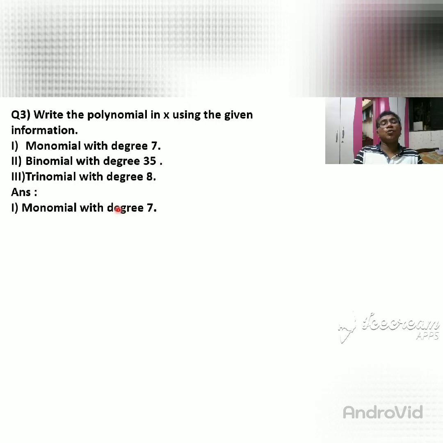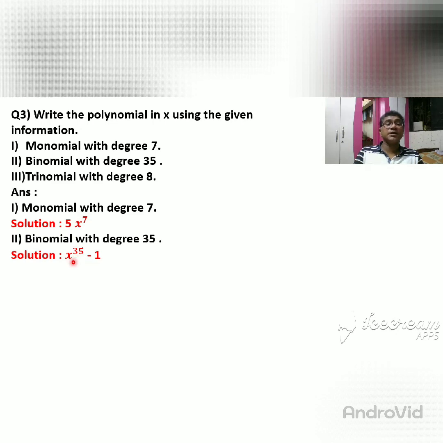So see, monomials with degree 7, you can take any variable. See, 5x indices 7. It is the monomials. Binomials, binomial degree is 35. So we are taking a binomial example, degree is 35. So x indices 35 minus 1. This is also a binomial.